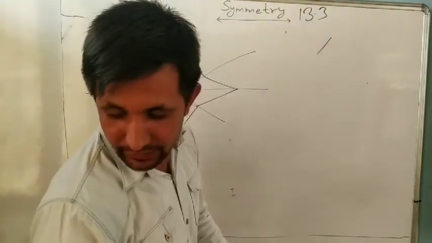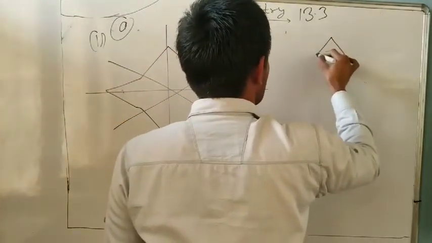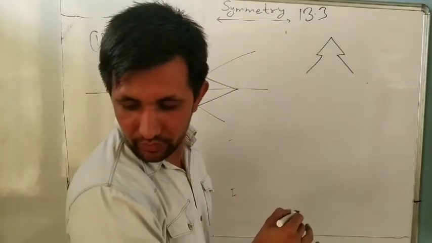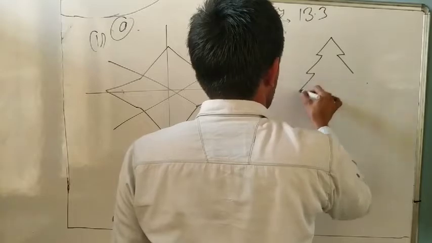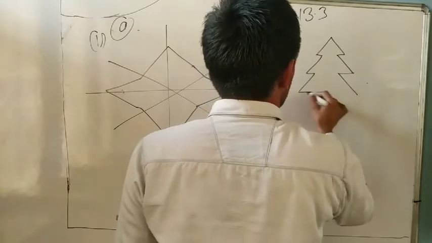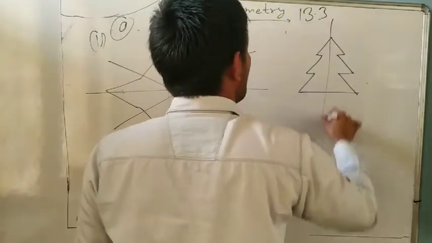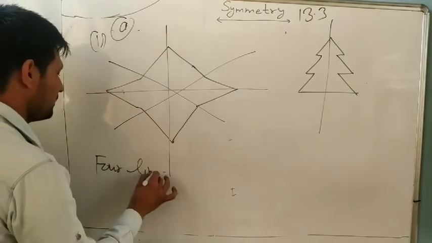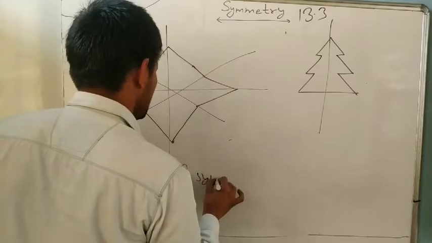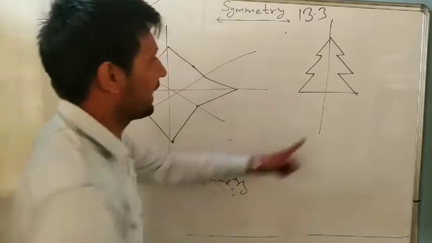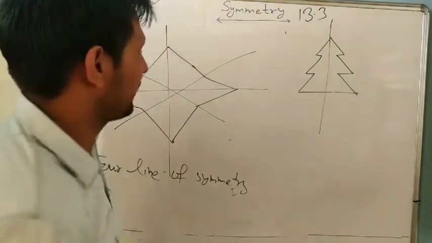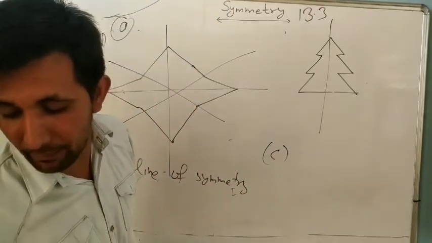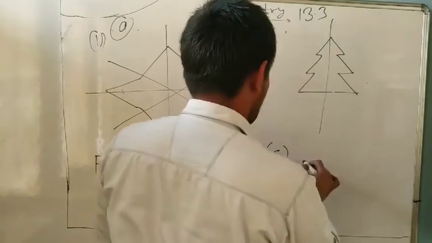Next, in the B part, it is a Christmas tree, like this one. How many lines of symmetry? Only one. So here we will write 4 lines of symmetry, and here 1 line of symmetry. Same in the C part, we already did it. How many lines of symmetry?